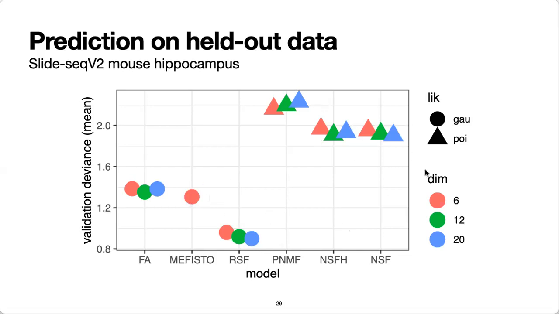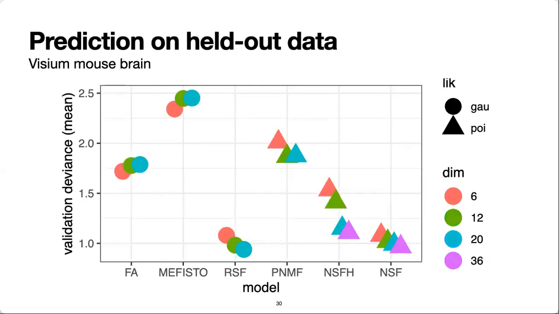Among the class of non-negative models, we found that including the spatial information did improve the accuracy. So PNMF is not spatially aware, but these are our 2 models that did leverage the spatial coordinates. Here's another data set where we found totally different results, where we actually found that our non-negative spatial factorization did just as well as the real valued spatial factorization.